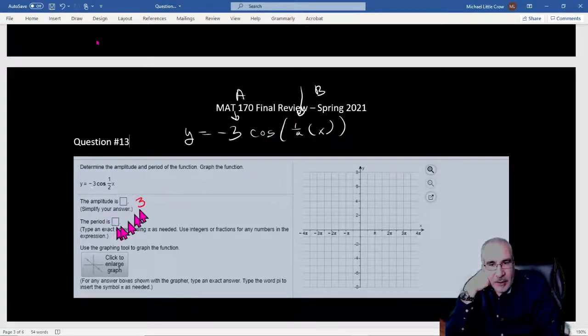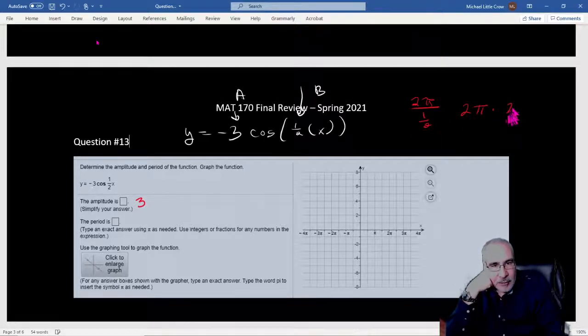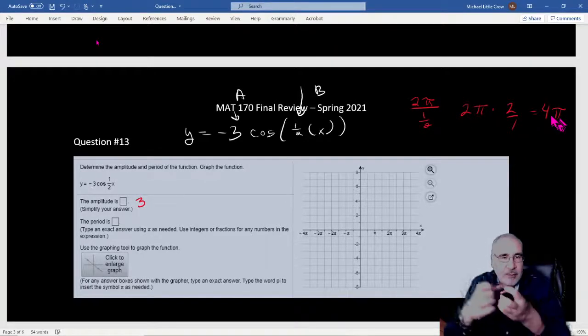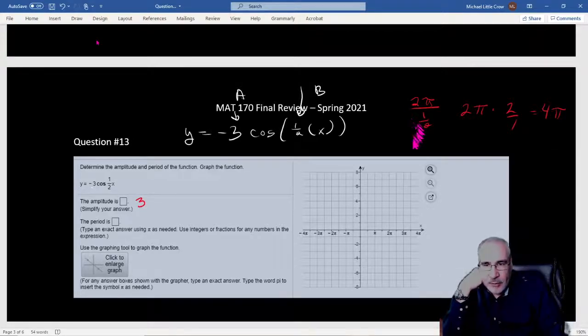And then remember, the period is 2 pi over b. So 2 pi over 1/2. When you're dividing by a fraction, you flip and multiply, so that's 2 pi times 2 over 1, which is 4 pi. So we're dividing by a fraction, it's actually going to stretch it out. It's going to stretch it out. And we'll hopefully see that in the graph.